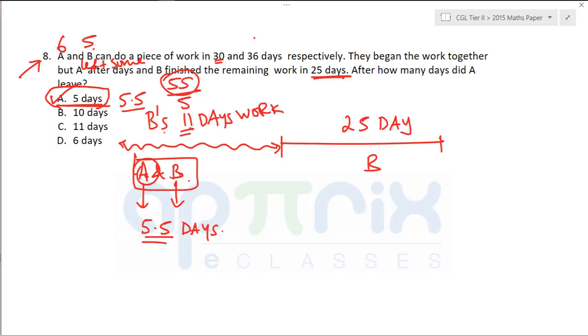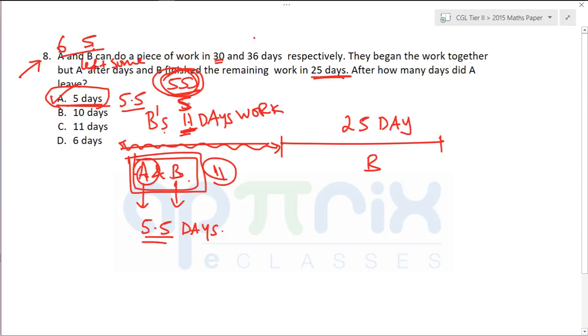LCM will be 36 into 30. No, I am not going through the LCM approach, Mahipal. What I am saying is, I calculated the efficiency ratio. The time ratio is 5:6. Efficiency ratio will be 6:5. B's 11 days work, 5 days B is doing, right? Sorry, efficiency of B is 5. 11 days work, total work units will be 55 for this work. If A and B both will be doing this work, right? Then the combined efficiency will be 6 plus 5, 11. Total work is 55. Time taken will be 5 days.